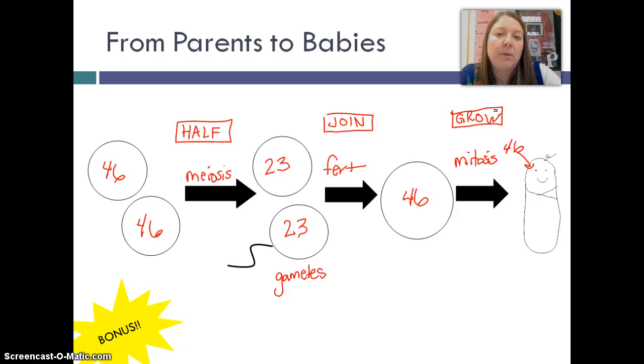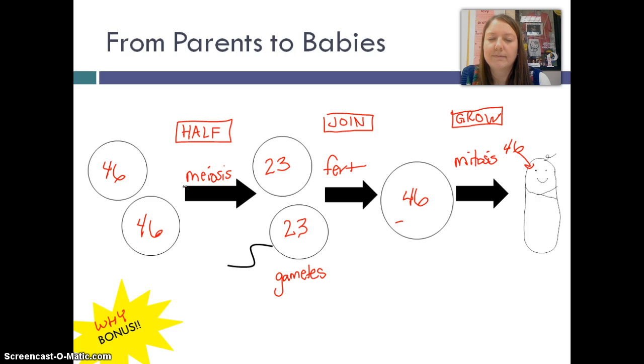Now the last thing on the bell work are the bonus questions. And I think these are super important because they all help to answer the question of why. Why are these steps important? Why is meiosis important? Why is fertilization important? Why is mitosis important? So if we look at meiosis, why is meiosis important?